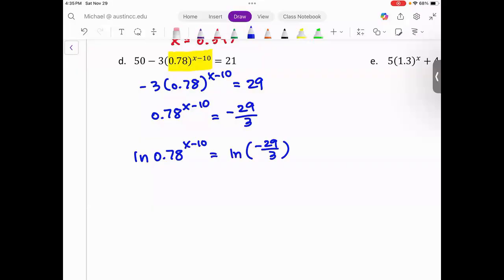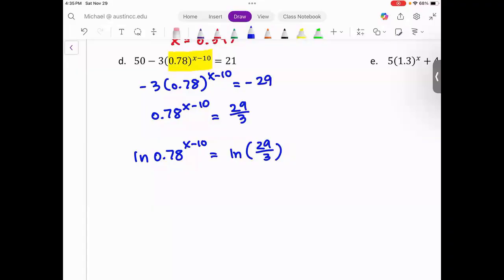Oh, I made a mistake here. So back here, this 29 should have been a negative 29. 21 minus 50 would be negative. So when we take negative 29 and divide by negative 3, we should have a positive 29 over 3. So then we're just left with natural log of 29 over 3.